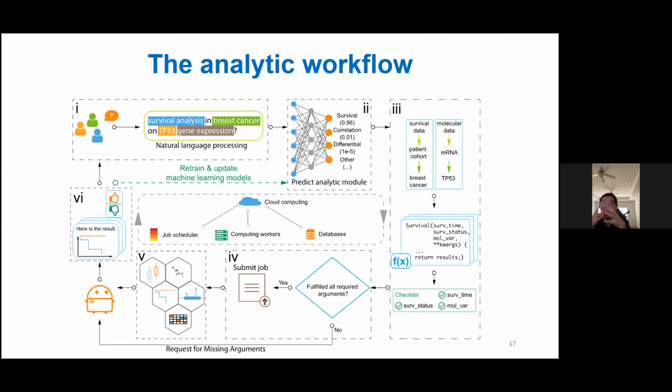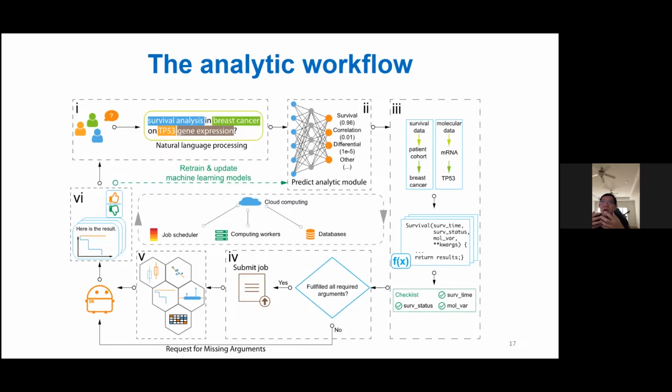So essentially, we have this interface where people can either text or voice, and then we have this natural language processing module. Given the text, it first identifies what you want: the survival analysis, disease name, breast cancer, gene name, molecular data, gene expression. You tag those texts, and then we feed this information to the underlying model. We want to predict what the intention of the user is. So that's the intention recognition.